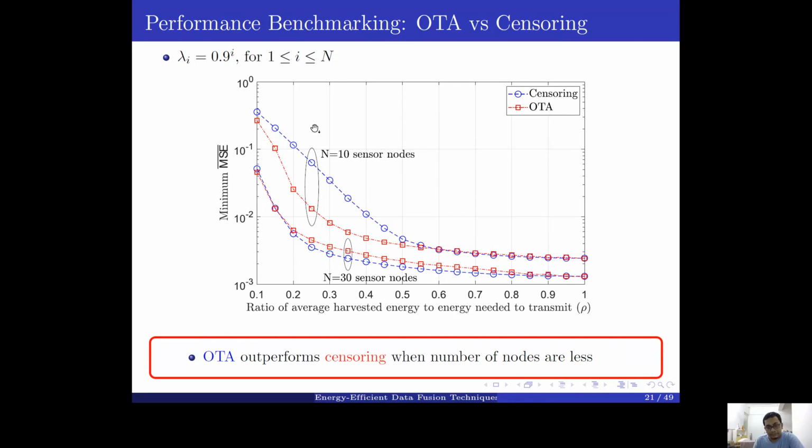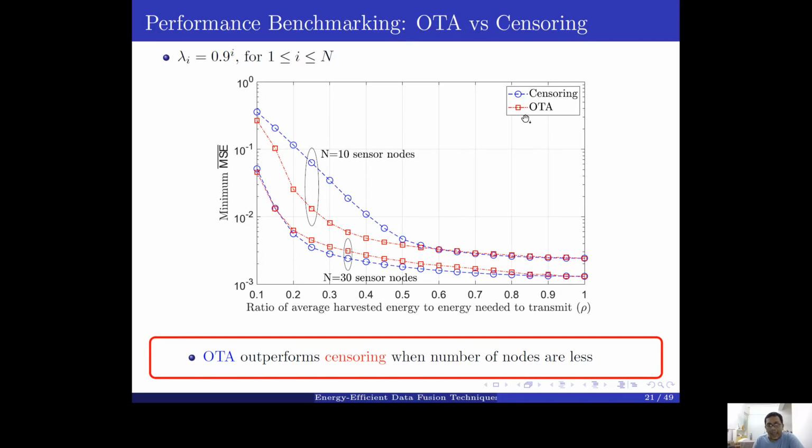This happens because in this particular regime, the probability that a single node transmits determines the MSE bar. The higher the probability that a single node transmits, the less is the minimum MSE bar. Now, it can be shown that in this regime, the probability that a single node transmits is more for OTA than for censoring, and as a result, OTA has a lower minimum MSE bar than censoring.